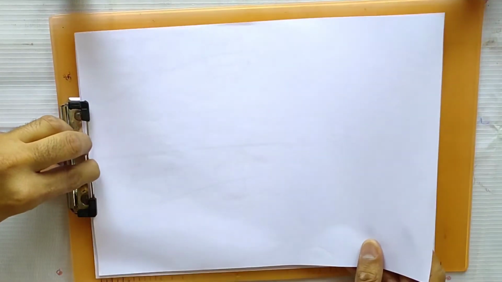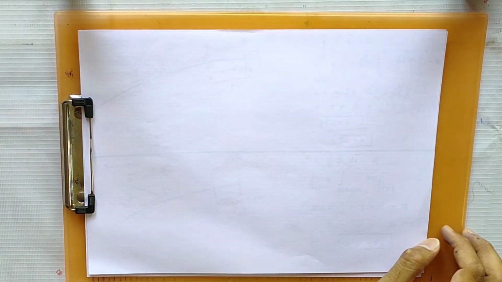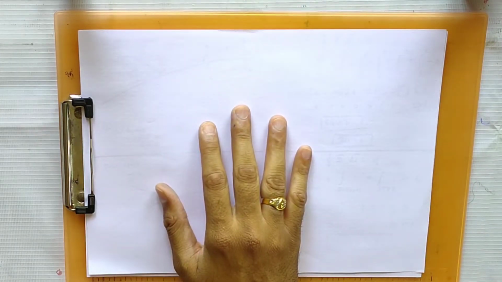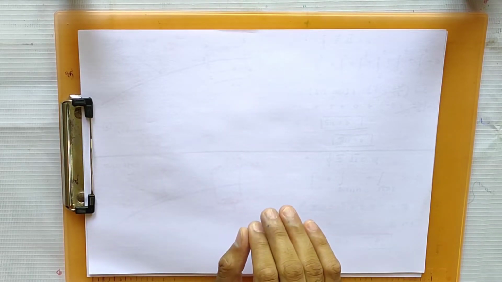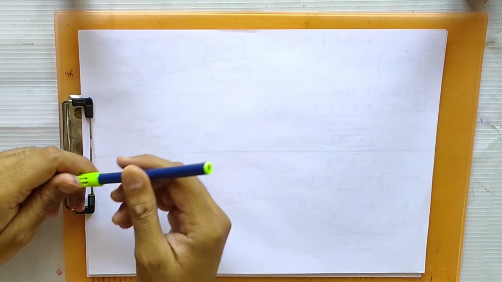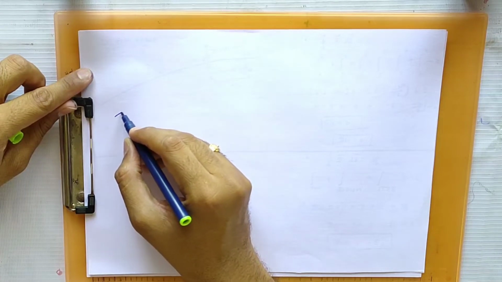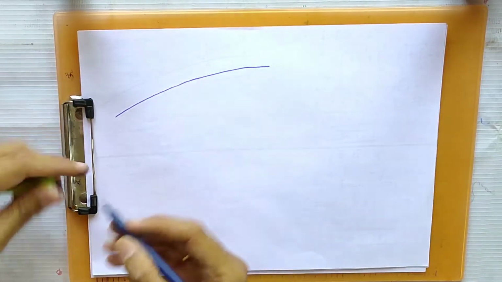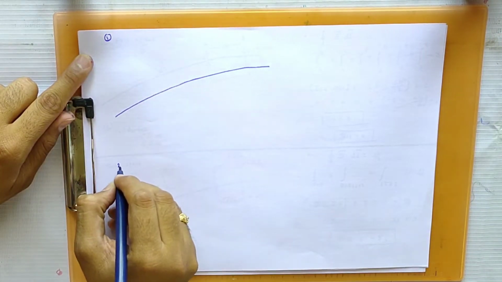Now the next question may be asked this way: explain boundary condition for magnetic field, or explain boundary condition for magnetic wave for two different media. Here we take a boundary which separates two media, the first medium and the second medium.